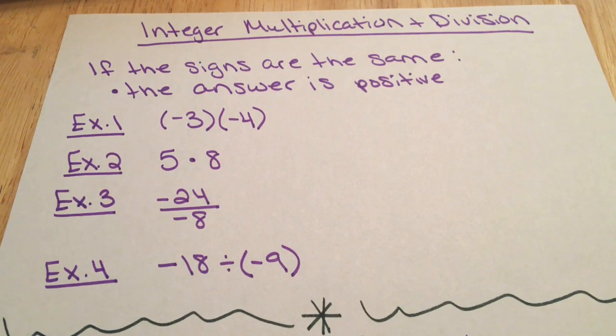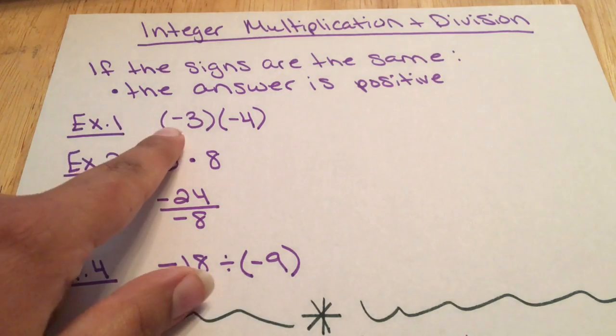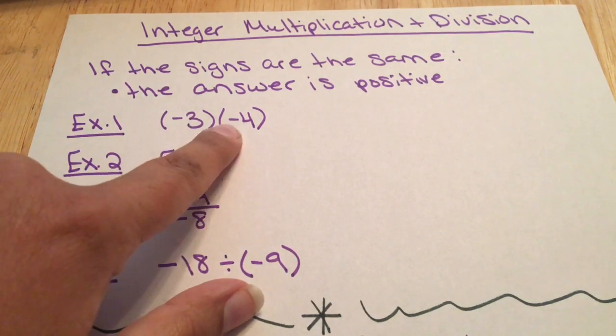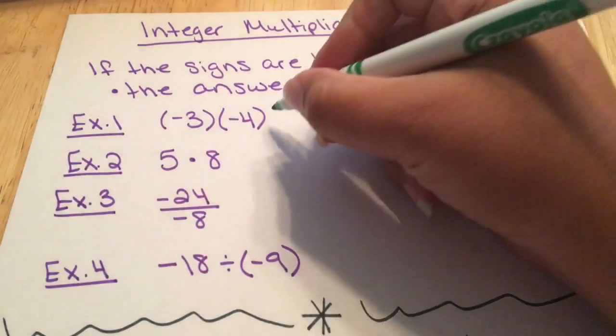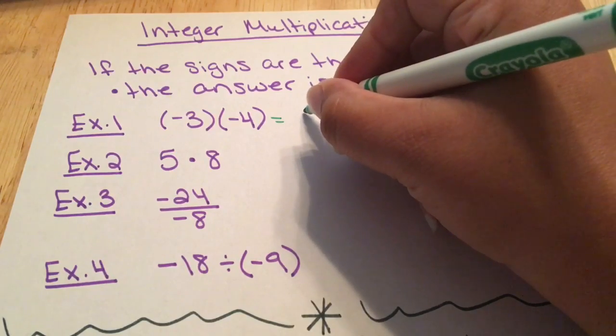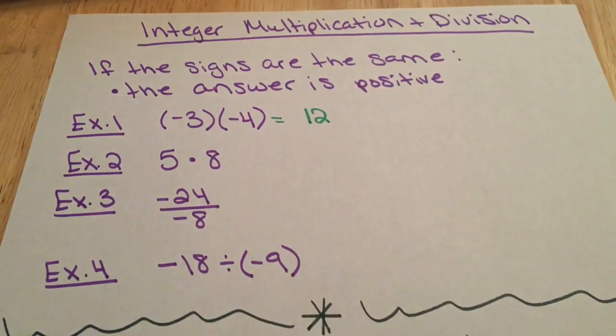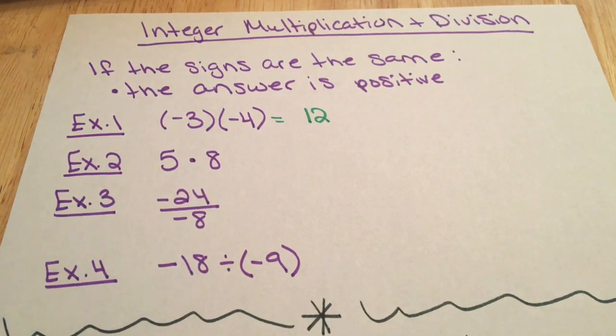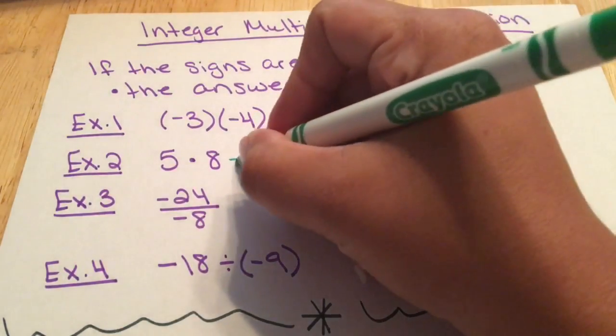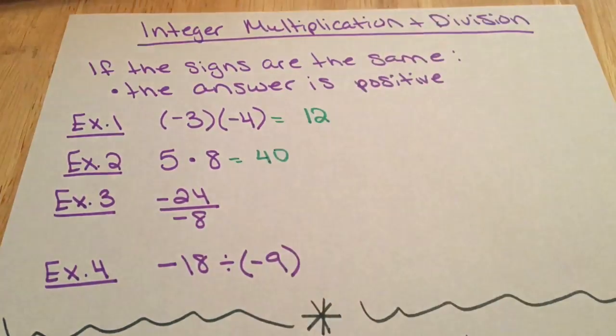So we're quickly going to go through these four examples. If we look at the first example, we have a -3 times a -4. The signs of the integers are the same, therefore the answer will always be a positive. So this is going to be a positive 12. I don't need to worry about writing the positive sign there. If we look at example 2, positive 5 times positive 8, the signs are the same, so the answer is going to be a positive 40.